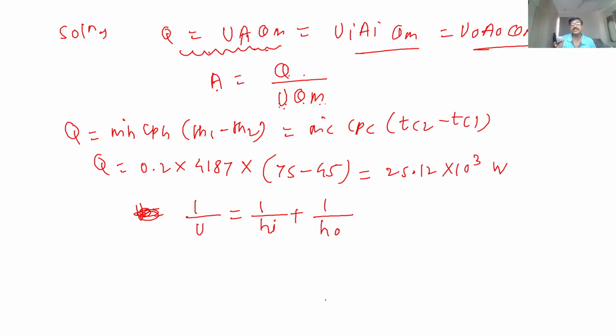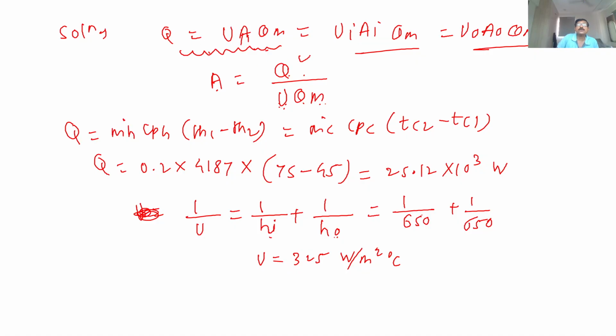Here they have not differentiated between inside and outside; they have given only hot side and cold side, and nothing is mentioned about which fluid is flowing inside or outside. So you can take anything for HI and anything for HO because both are the same. So HI is how much? 1 upon 650 plus 1 upon 650. If I calculate this, the answer for U comes as 325 watt per meter square degree Celsius or Kelvin. You can write anything.